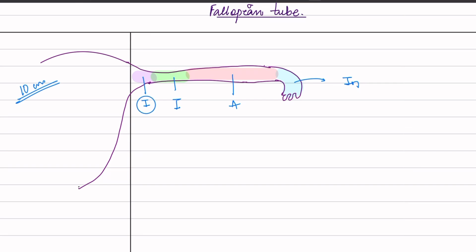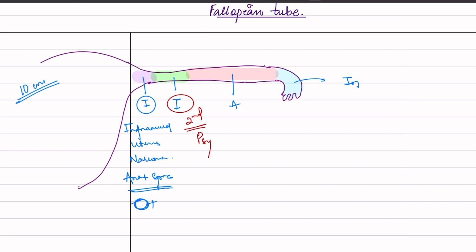Interstitium, it is also known as intramural part, and this is present inside the uterus. Now this is the narrowest part of the tube and it acts as an anatomical sphincter. Okay, there are circular muscle fibers present, so it is an anatomical sphincter. Then is the isthmus. Isthmus is the second narrowest part and it acts as a physiological sphincter.